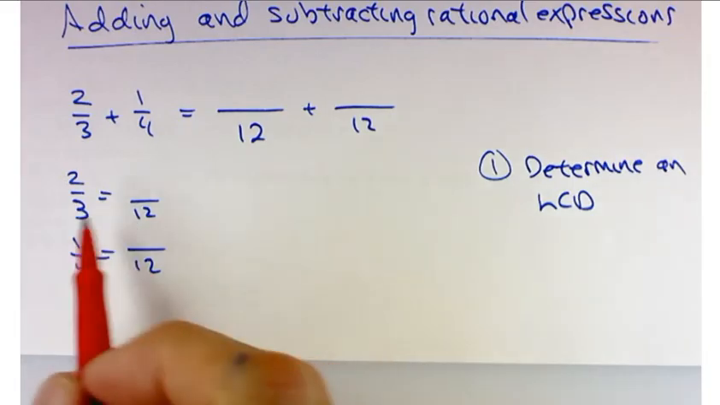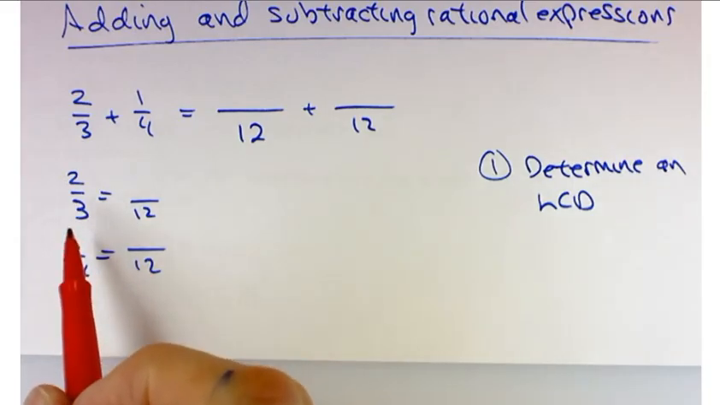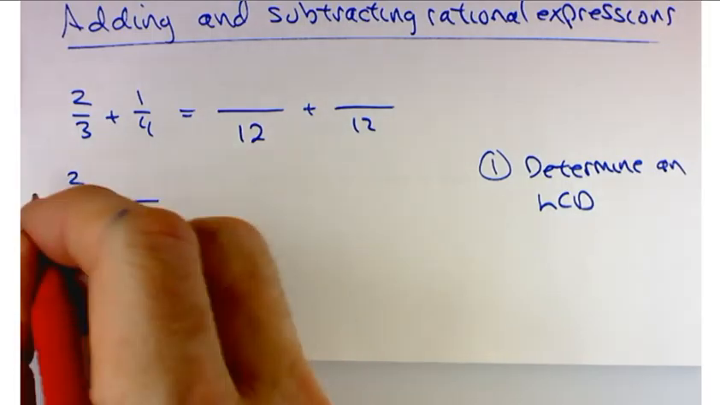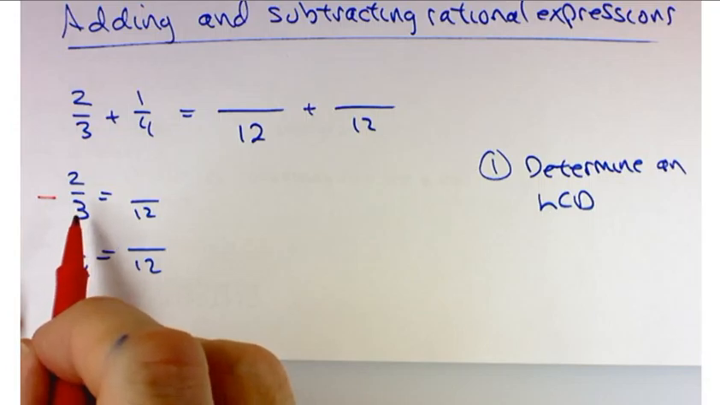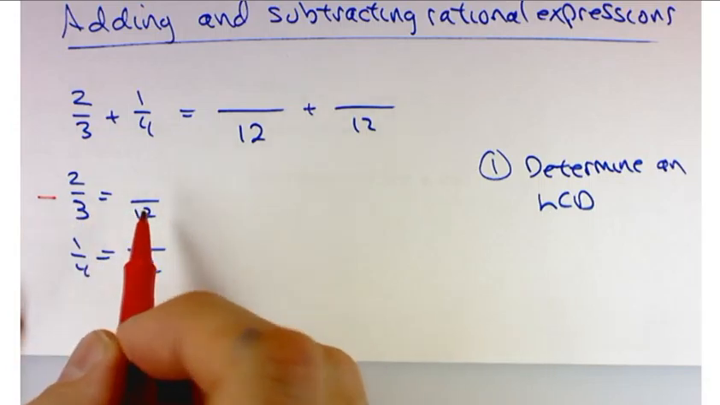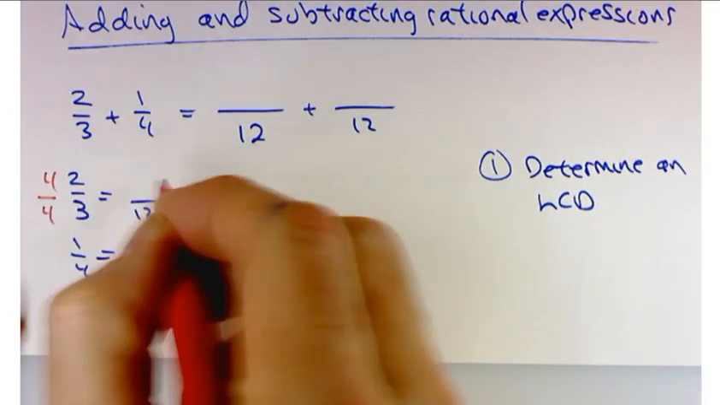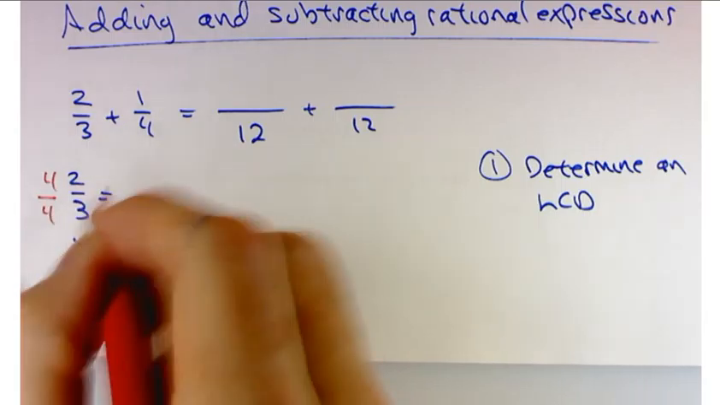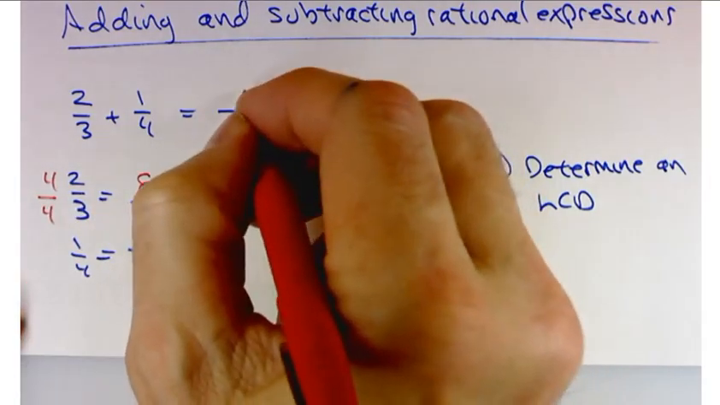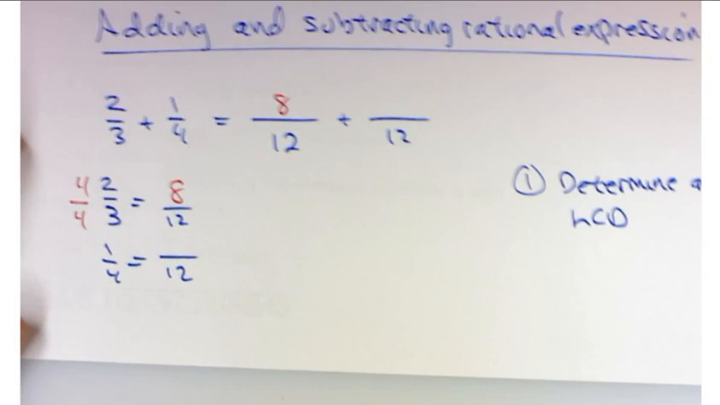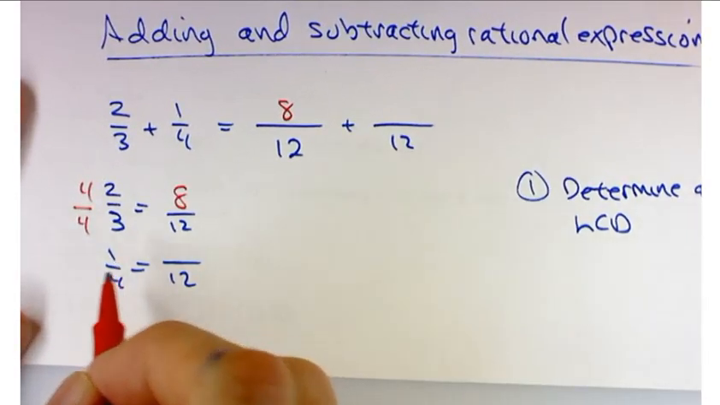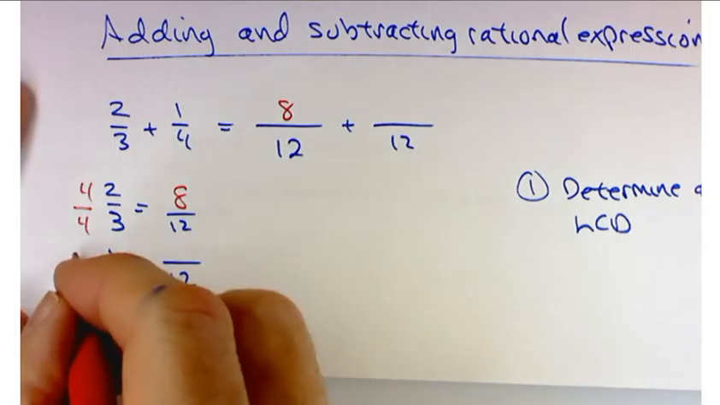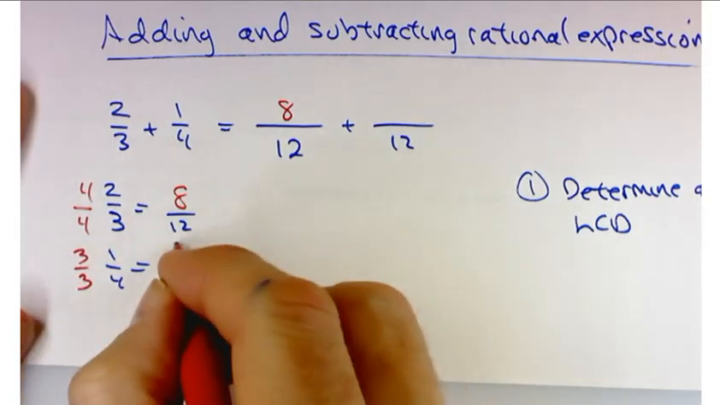So the way that I like to do these problems is this. I like to multiply by 1, something over itself. Now what do I multiply 3 by to get 12? 4. And if I do the same thing in the numerator as I do in the denominator, I'll get 8/12. And then likewise over here for 1/4 converted to something over 12, I'll multiply by 3 over 3.